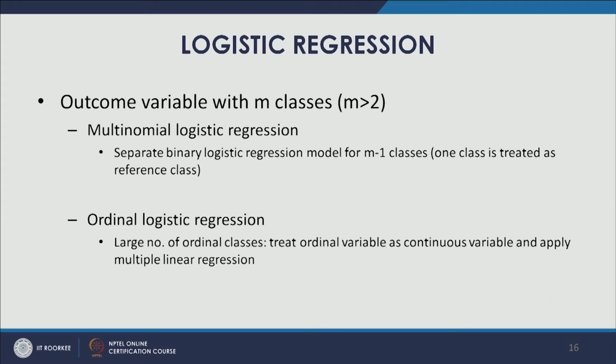So in that case we can apply multinomial logistic regression. What happens in multinomial logistic regression is, first, out of those m classes that we have to select one, we pick one as the reference category, and for the remaining m minus 1 classes we create separate binary logistic regression models. So for each of the m minus 1 classes apart from the reference category we create a separate binary logistic regression model.